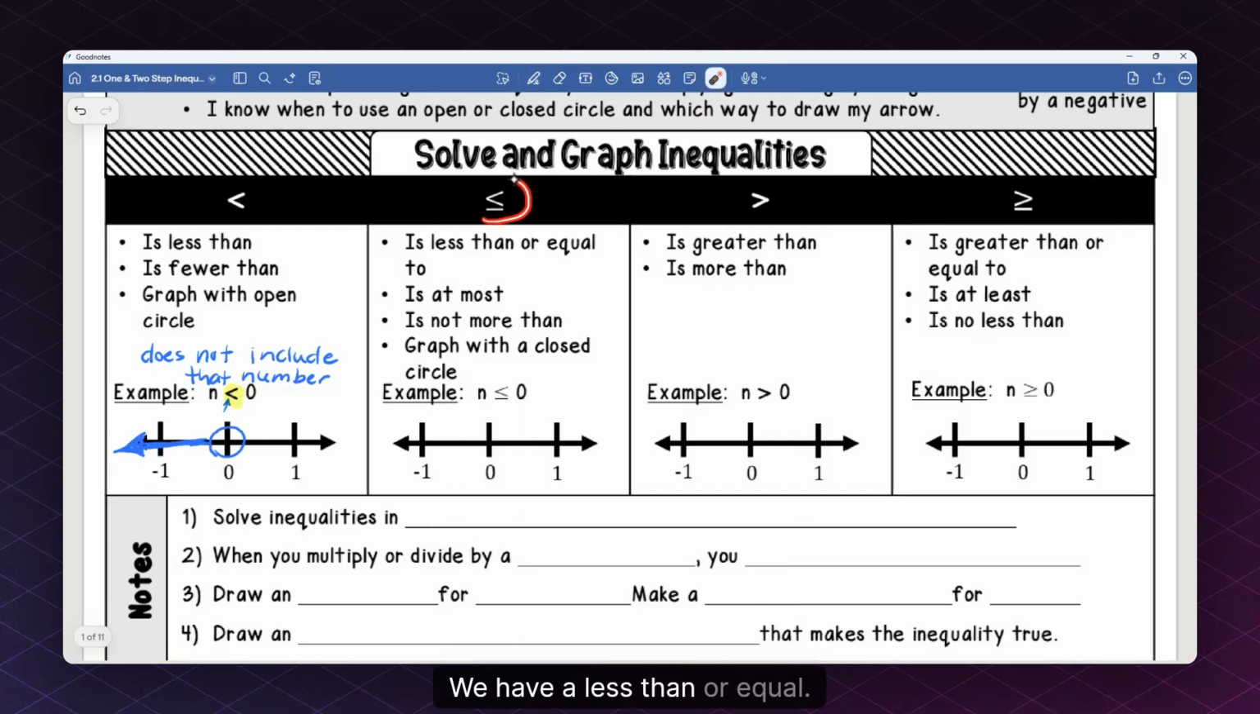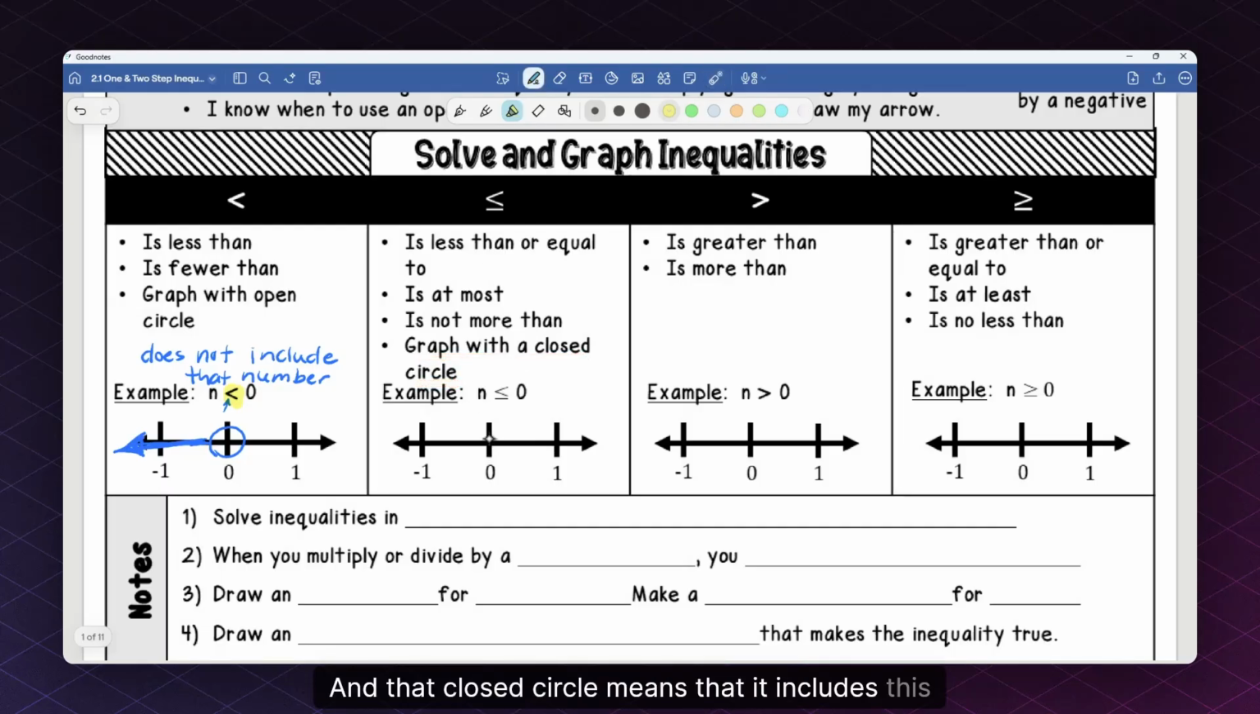We have a less than or equal. Well, a less than or equal is different from just a regular less than because it includes that particular point. So it's going to be less than or equal to. And then there are some other words that it can be, and those will come into play when we do word problems, which is not today, but will be in subsequent lessons. But the important part here is that we are going to graph this with a closed circle. And that closed circle means that it includes this number.